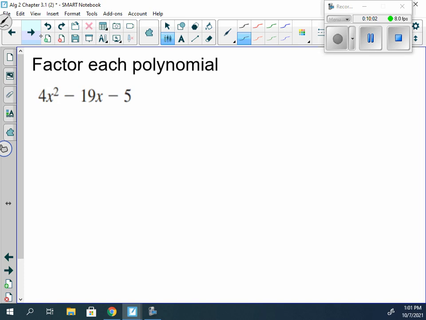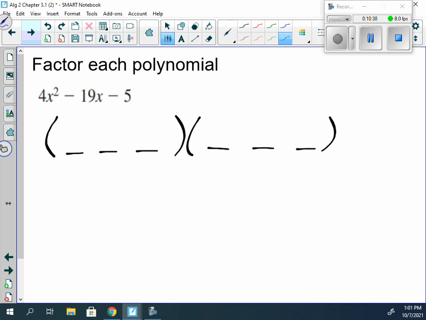Okay, so what would we do first? Well, there's one step we need to do first. We need to look for a greatest common factor, and probably we can already say, is there one? No. Okay, so we move past that. Second step would be our two sets of parentheses with three spaces. Now the three spaces is really just to give you all space so that you know where to fill in, so it's not too close together.